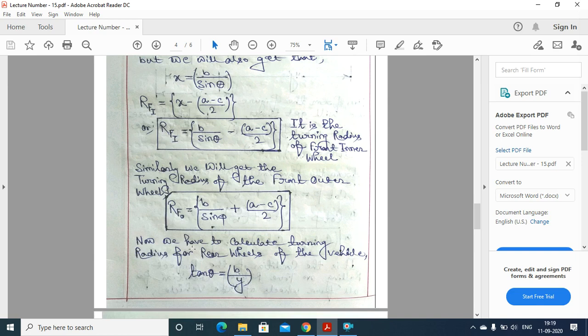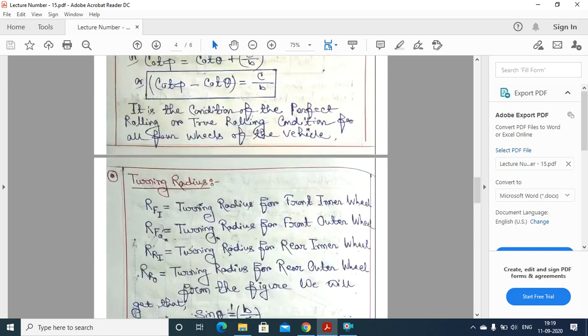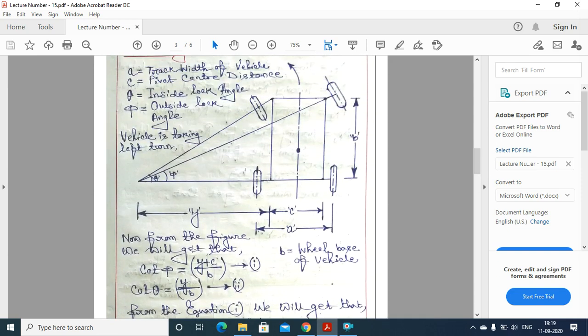Now we have to calculate the turning radius for the rear wheels of the vehicle.